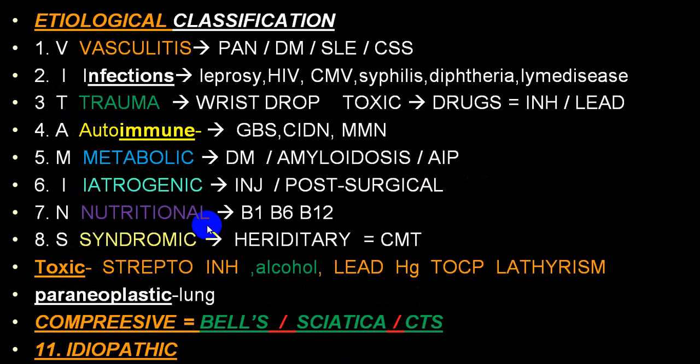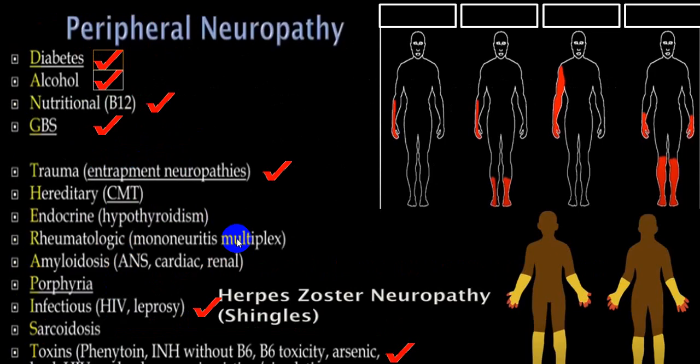There is another way they put it, VITAMINS, whichever way you remember. V for vasculitis, I for infection, T for trauma, A for autoimmune, M for metabolic, I for iatrogenic, N for nutritional, S for syndrome. And then comes other, that is called toxic, paraneoplastic, compressive, and idiopathic. Whichever way you want to remember.